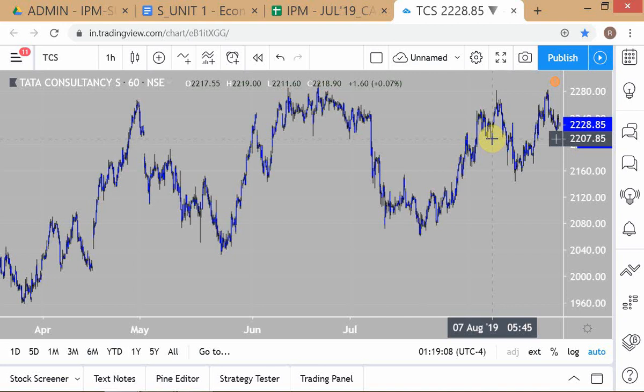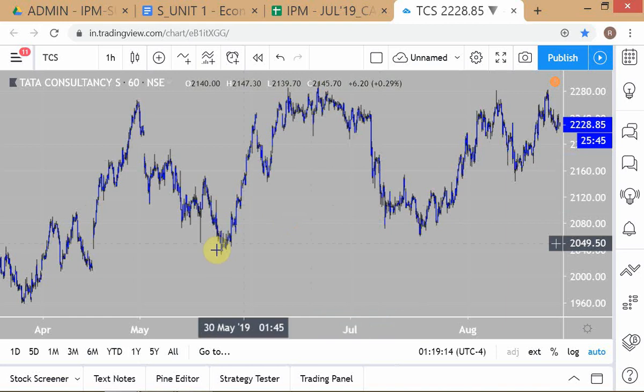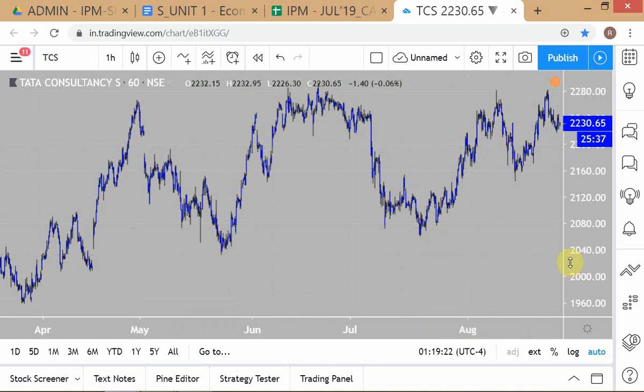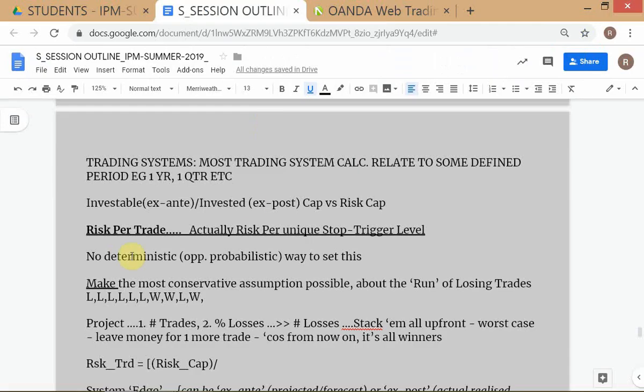Stop trigger level is that parameter. The stop orders have one parameter, that stop trigger level is the parameter. So here also the stop trigger level for the sell stop order is around 2032. Okay, is this clear? So that's what we mean essentially. That's how you're going to operate the system, right?